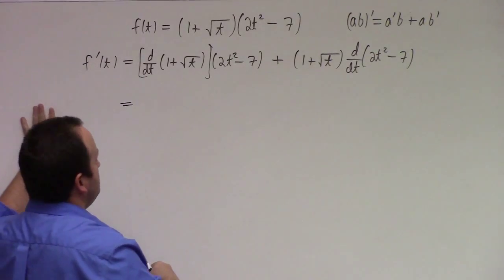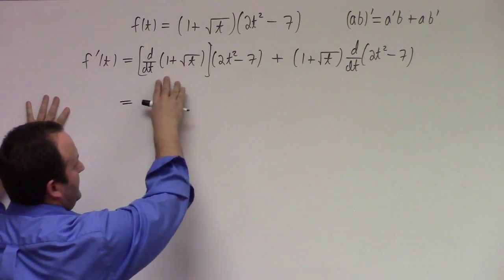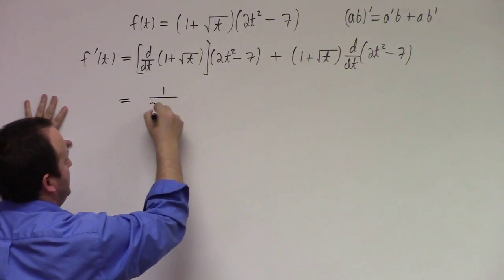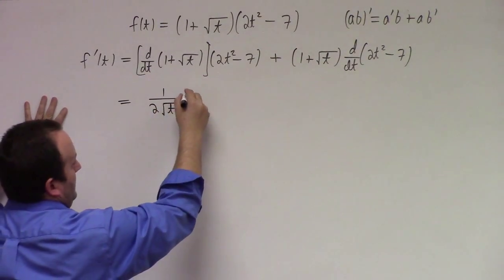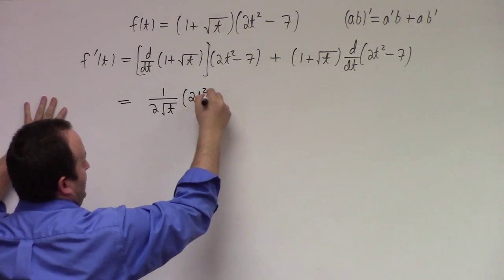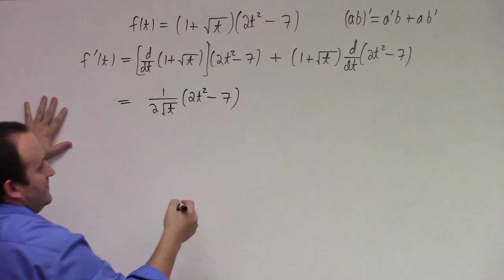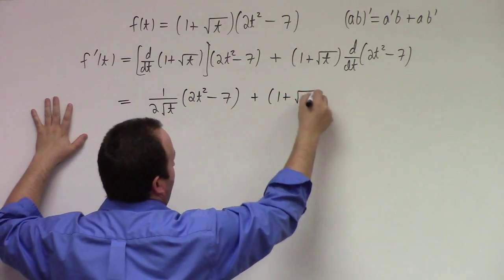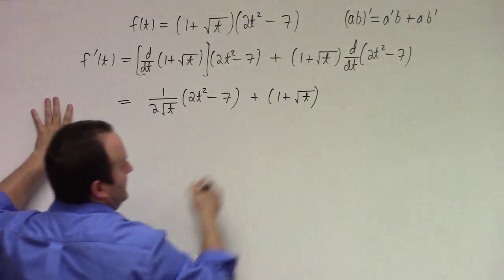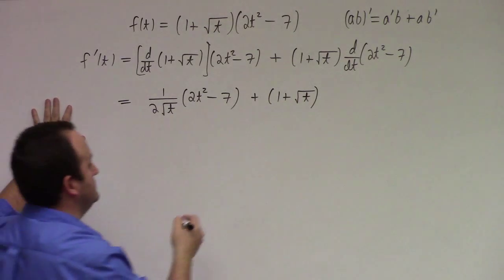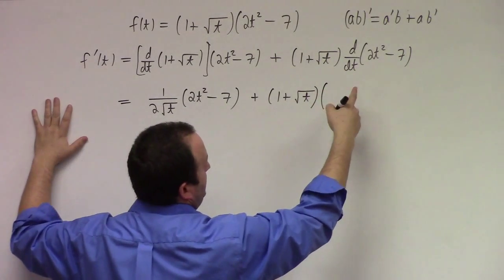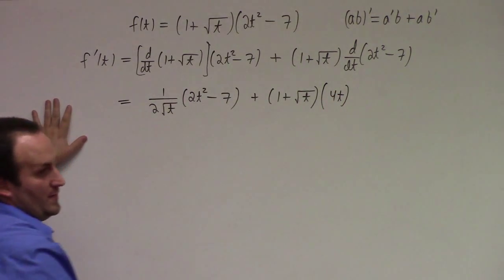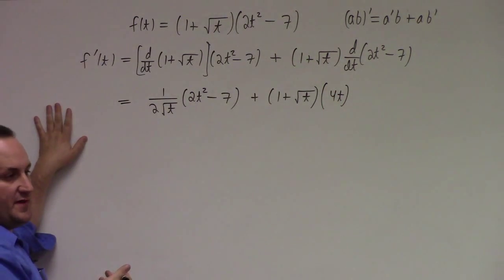Anyway, so what's the derivative? The derivative of 1 is 0. Derivative of the square root of t is 1 over 2 times the square root of t, right? We worked that out. I told you should remember it. You may or may not remember it. Of course, you can work it back out from the power rule. I'll do it in just a second again. Derivative of 2t squared is 4t, and the 7 differentiates to 0. And so if I say differentiate, do not simplify, we're done.